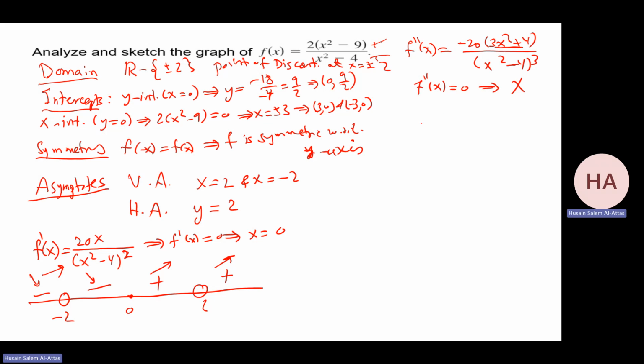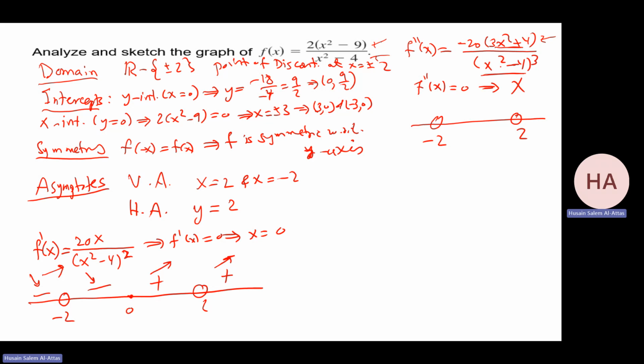So I have the real line. I will divide it only at minus 2 and 2, which are the points of discontinuity. So this is always negative, since this is positive times the negative value. So the control is here.